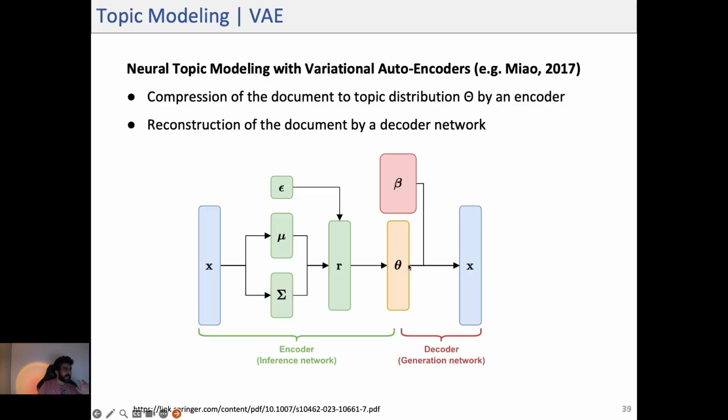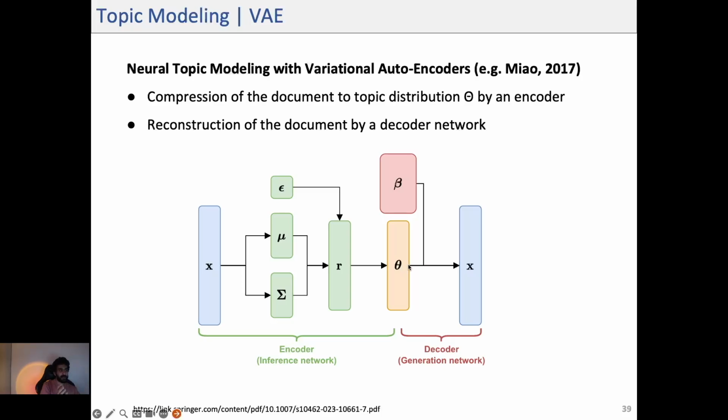Let's now move from the classical topic modeling like LDA to neural topic modeling using variational autoencoders, or VAEs. This is a method proposed by Miao et al. in 2017. And what's happening is that, as you see here, the process begins with the document represented as a vector X. Then it goes to the green blocks, the encoder.